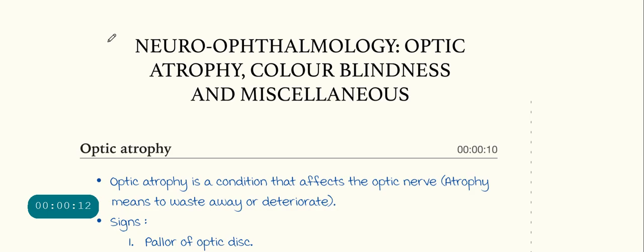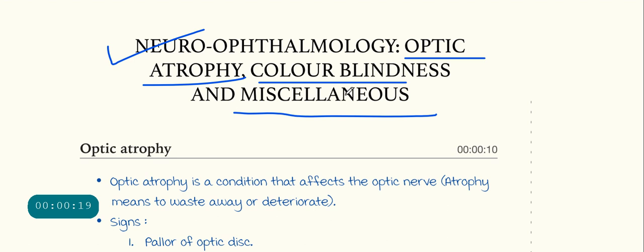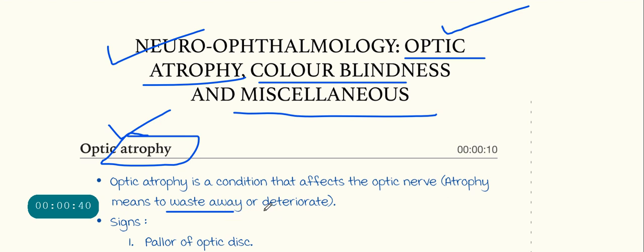So the last topic of neuro-ophthalmology, that is optic atrophy, color blindness and miscellaneous things. So beginning with the optic atrophy. What is optic atrophy? We have studied in the pathology part. It is an adaptive mechanism, the atrophy. So what does atrophy mean? Simple. In ophthalmology, atrophy refers to the wasting away or deterioration of the optic nerve.